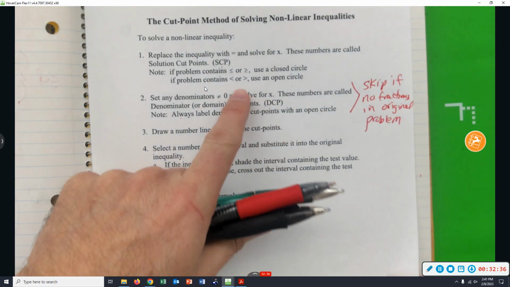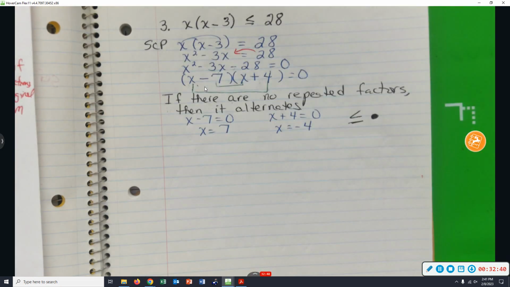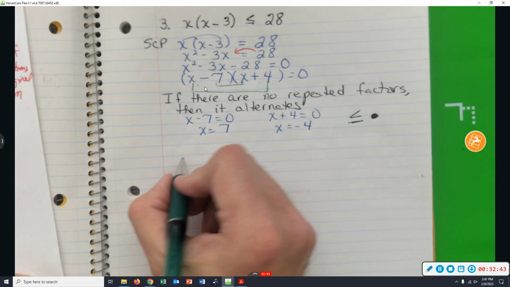We skip step 2 because there are no fractions in the original problem. Draw a number line. I'll use green.